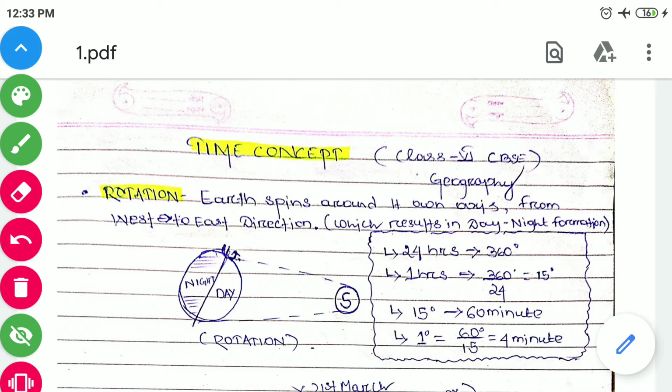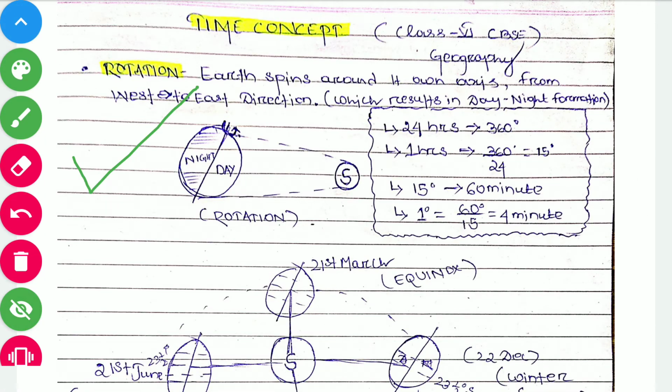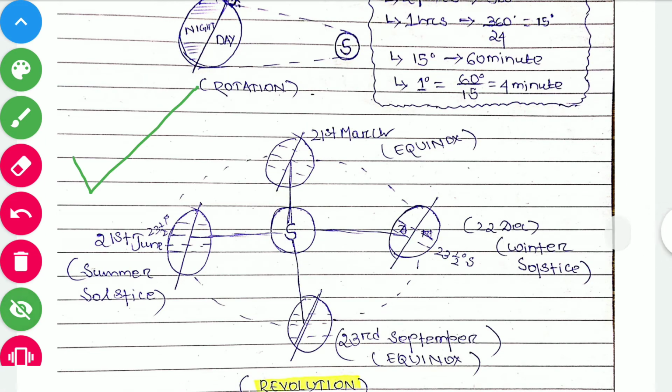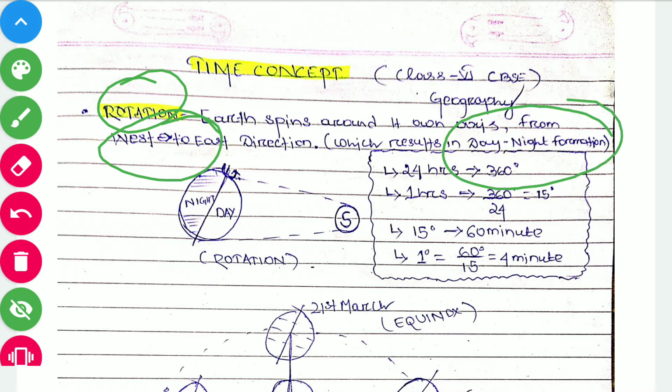Before starting the time concept, we have to know certain terminology like rotation and revolution, etc. So first, we will start with rotation. The Earth spins around its own axis from west to east. This is called the rotation of the Earth. Due to this rotation of the Earth, day and night form.